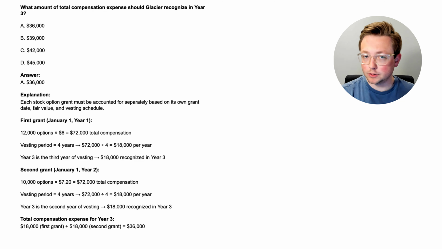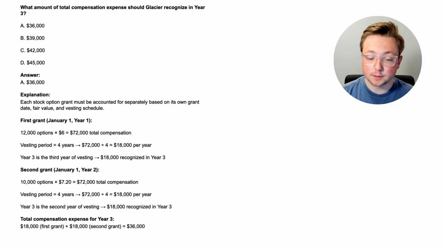So the first grant was on January 1st, year 1. They had 12,000 options that they granted, and you multiply that by the $6 of the fair value on the grant date, and that's $72,000 of total compensation expense. Divide that by the 4 years that they're going to have for vesting, and that's $18,000 per year. So in year 3, just like in all of the 4 years that it's going to be vesting, it's an $18,000 compensation expense. Now we do the second grant.